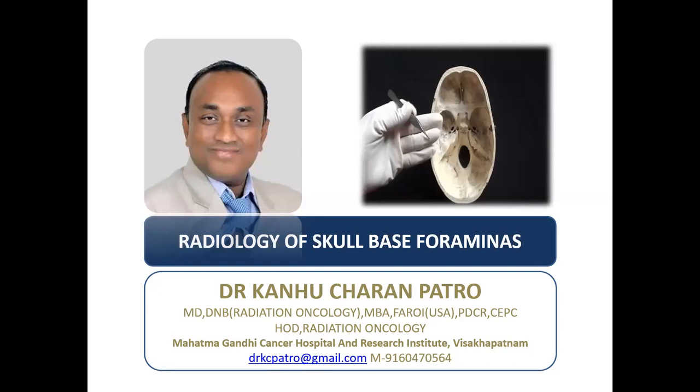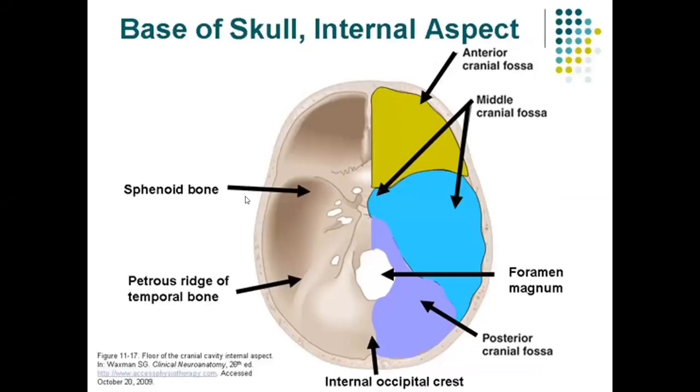I am going to tell about the main skull-base foramina. So, this is the inner part of the skull. It is mostly divided into the anterior cranial fossa, middle cranial fossa, and posterior cranial fossa. The biggest foramen is the foramen magnum. Most of the foramina, you will find in the sphenoid bone and the petrous bone. In this central part you will get most of the foramina. So, let's discuss one by one.